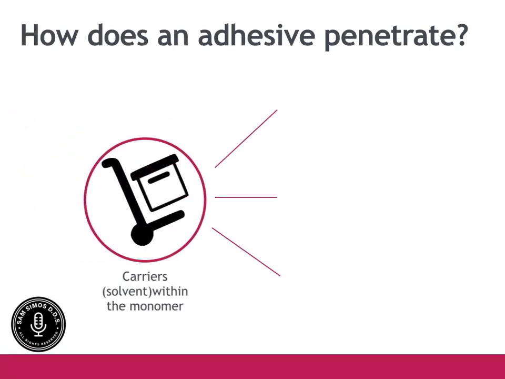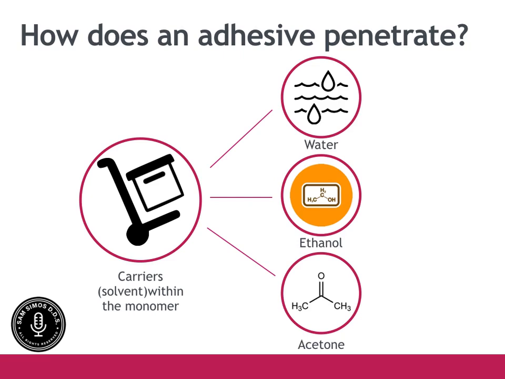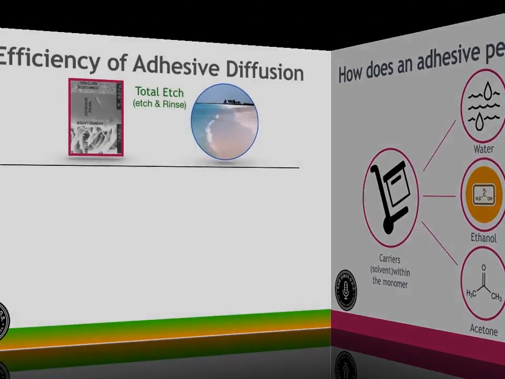Okay, so moving on, how does an adhesive penetrate? Well, an adhesive has a carrier or solvents within the monomer. And these can be water, ethanol, or acetone. Most of the time in these self-etch adhesives, they're mostly made of water. In the total etch, we depend on ethanol or acetone to carry these monomers into the dentin and fill those peritubular spaces. So this is our mechanism, and this is how the adhesive penetrates.